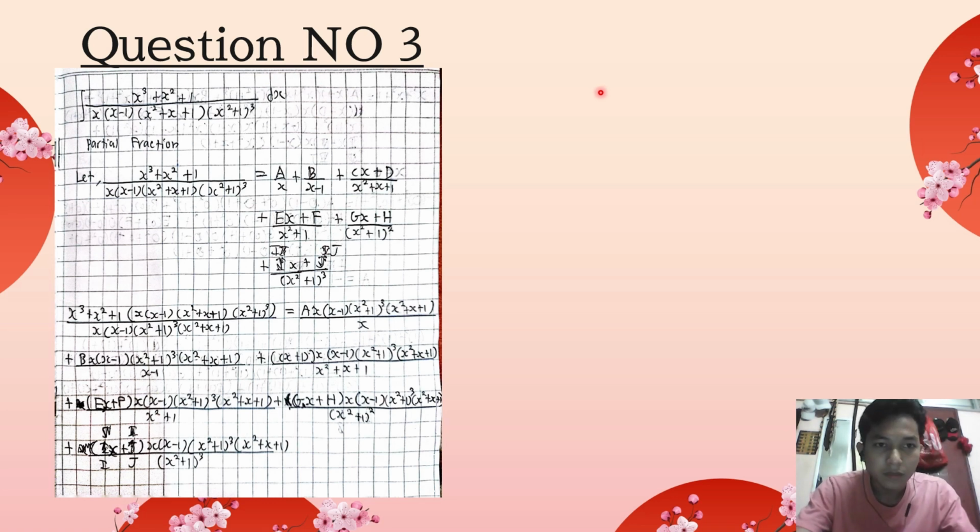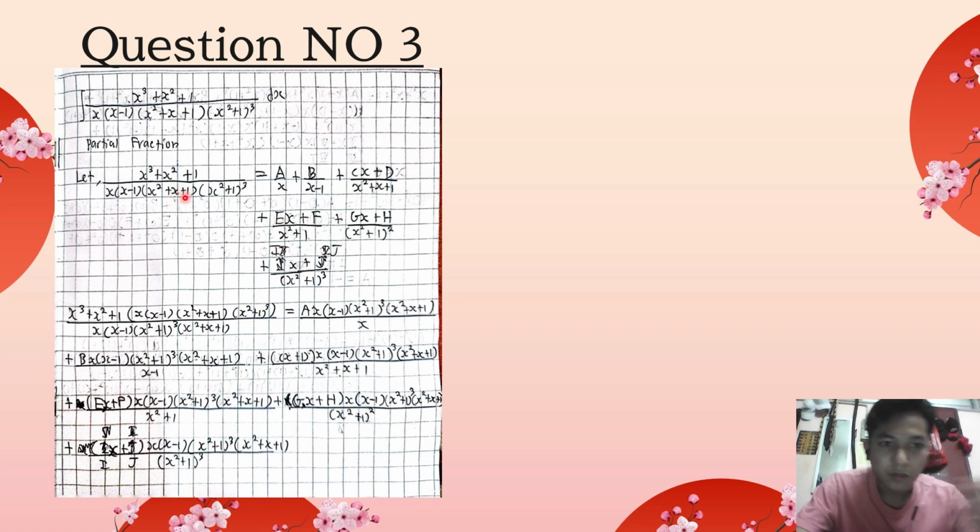The question given is (x cubed plus x power of 2 plus 1) over x multiplied by (x minus 1) multiplied by (x power of 2 plus x plus 1) multiplied by (x power of 2 plus 1) bracket power of 3. Therefore, in this question, we are going to use partial fractions, because there are lots of denominators here, and the denominator power is higher than the numerator.